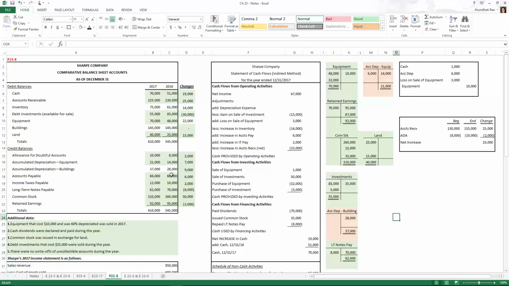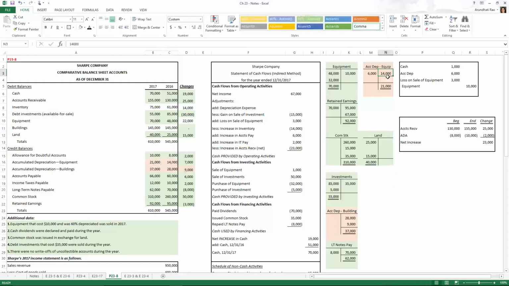For building, we can deal with that first. Since there was no change in the building account, no additional information was given. My building accumulated depreciation increased by 9. I'm going to assume the depreciation expense on that was 9,000. Okay, that's the 9,000 I got from here. Now, I'm going to change the color here.